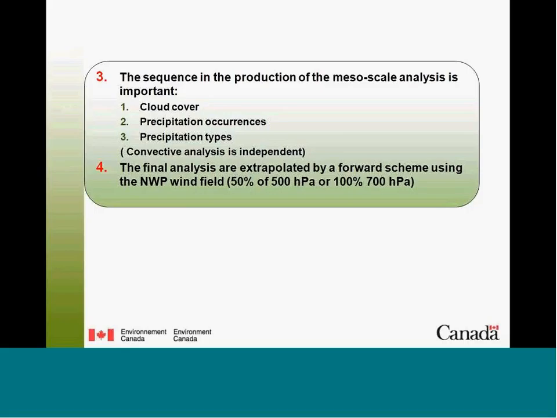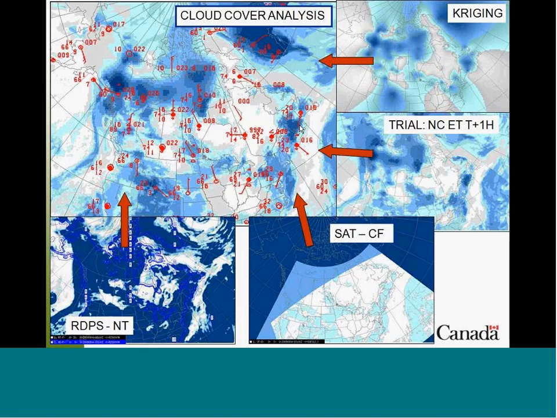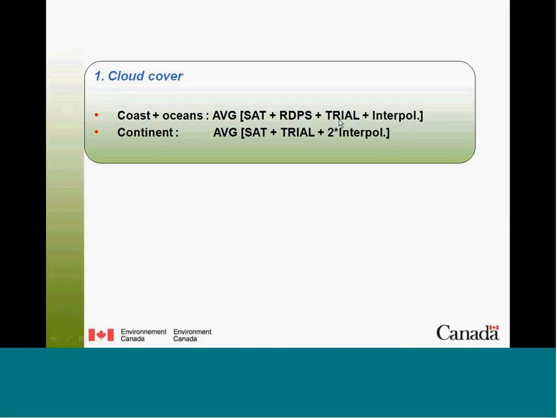Just to give you an overview, for cloud cover, essentially for the coast area and over the ocean, we take an average of these different variables: the satellite, the regional deterministic prediction system, and what we call the trial field here, which is the first guess, the mesoscale system, and the interpolation field done by Kriging. Sorry, I changed the slide. And over the continent, basically the same thing, except there's more weight on the interpolation, two times the interpolation field.